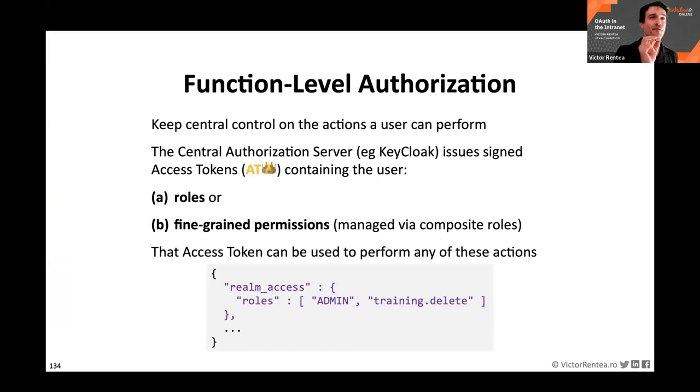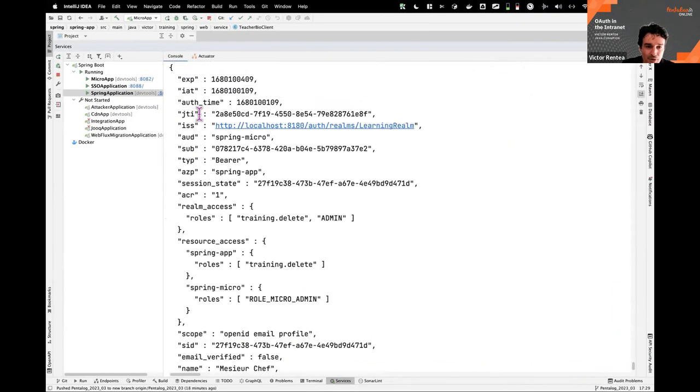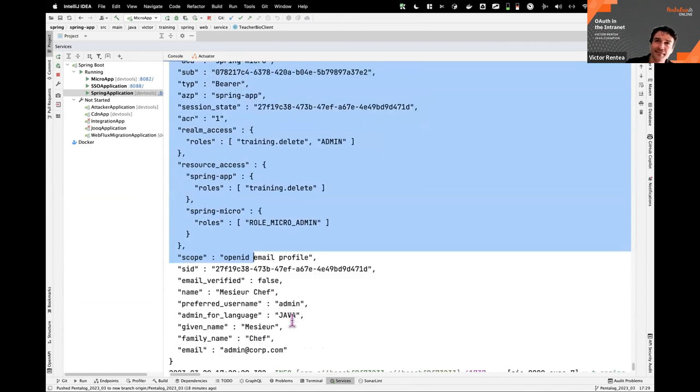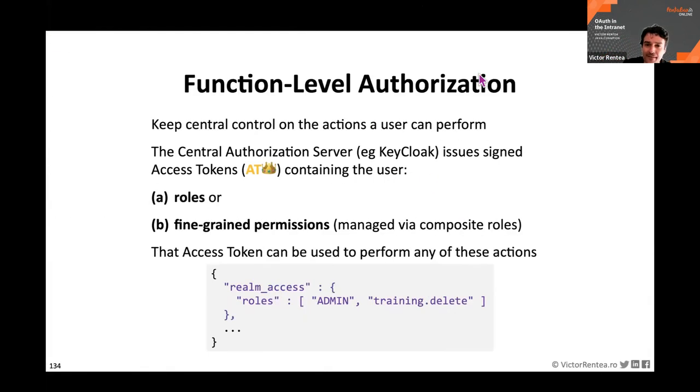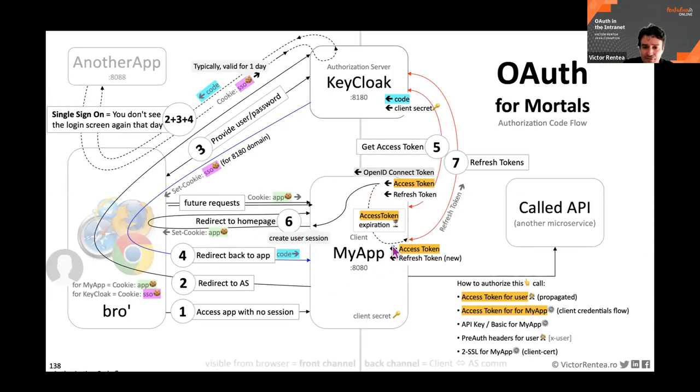But there's a problem with this. Look at how the token looks like. Now, this single token can be taken and thrown against another API. We'll get to that. What happens if your application over here decides to use the access token that it got to call another microservice, another API, right? So once you get an access token in the name of the user, you can play it against other APIs. But that's a bit strange.